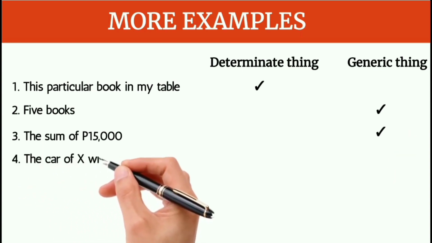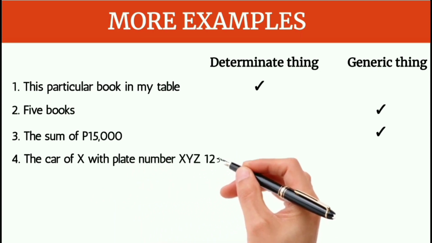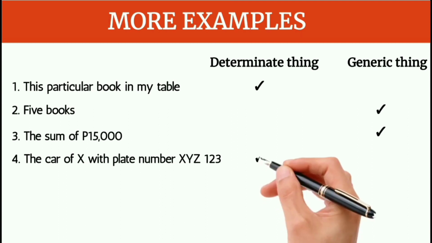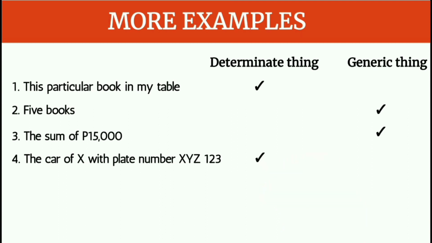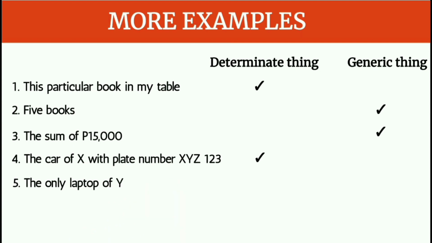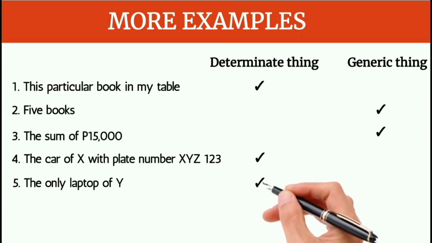Next, the car of X with plate number XYZ123. Katulad lang to nung ating example kanina. Therefore, this is considered as determinate thing. Why? Because there is a unique plate number per car. For every car, there is a unique plate number. Next, the only laptop of Y. Of course, iisang laptop lang yan, kaya ito ay determinate thing.